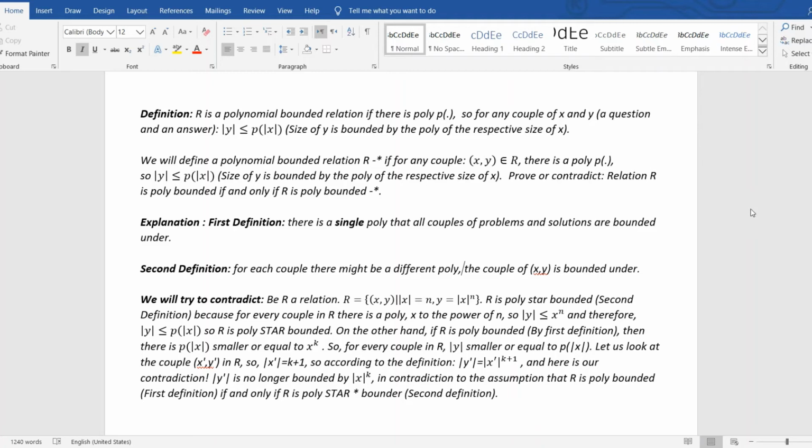The size of y tag is no longer bounded by the size of x to the power of k, in contradiction to the assumption that R is poly-bounded, first definition, if and only if R is poly-star bounded, second definition. As you can see, the relation R is poly-star bounded indeed, and therefore we would assume that R is also poly-bounded by the first definition, and this is not the case here, and therefore we found a successful contradiction.